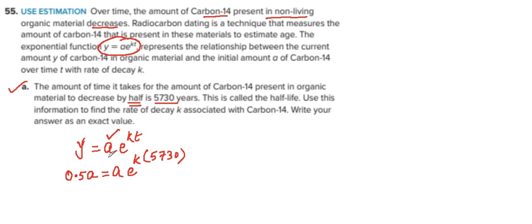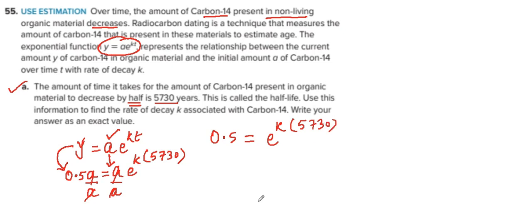Let us suppose A is the initial, and they are saying that what is left is half of A. So dividing both sides by A, we are left with 0.5 is equal to, A and A cancel out, e power k times 5730. We need to find the value of k.